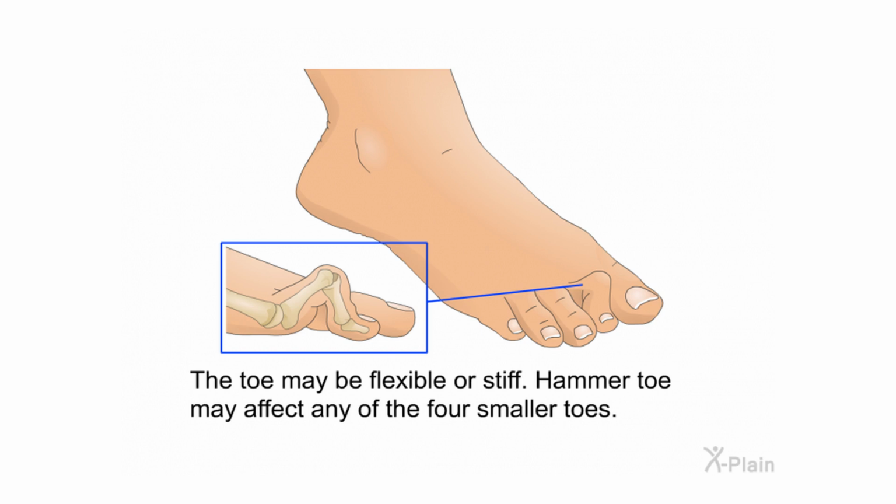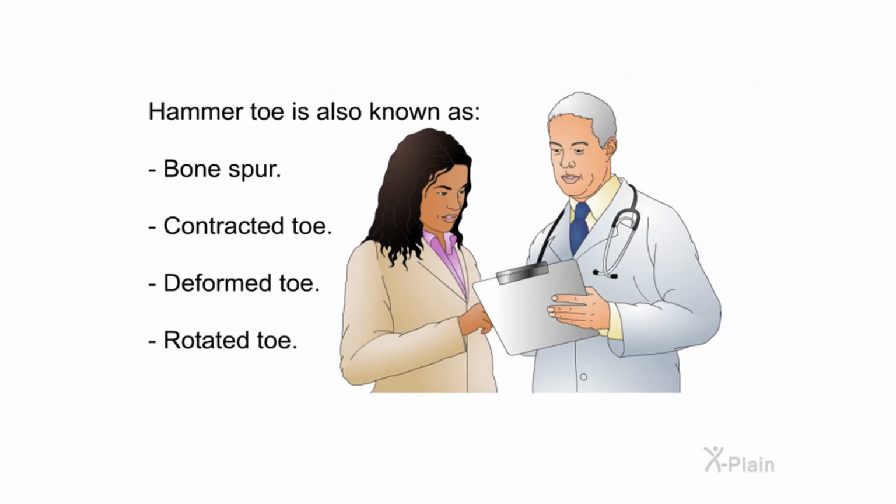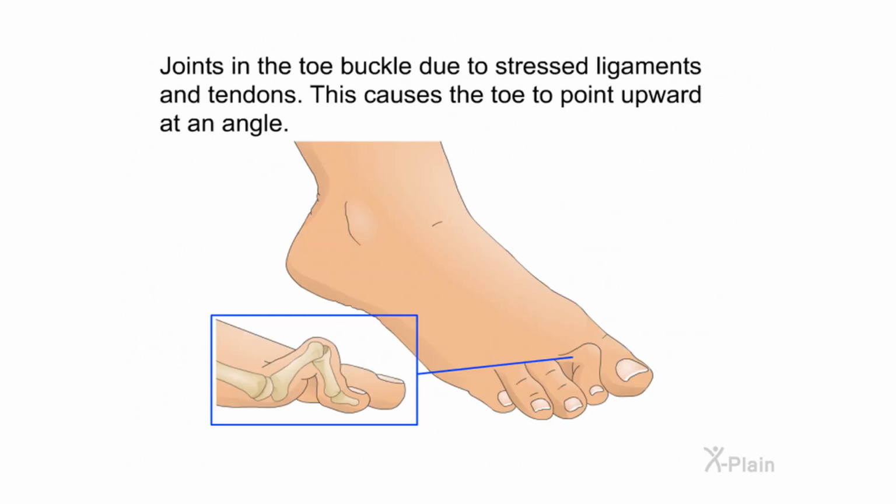Hammer toe may affect any of the four smaller toes. Hammer toe is also known as bone spur, contracted toe, deformed toe, rotated toe. Joints in the toe buckle due to stressed ligaments and tendons. This causes the toe to point upward at an angle.